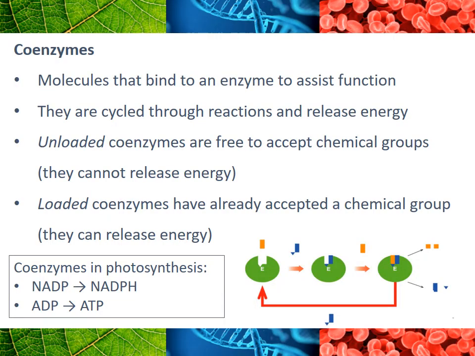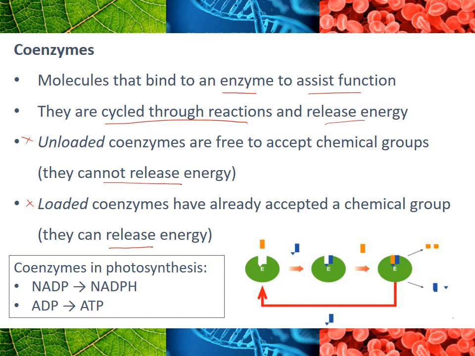Okay, we looked at coenzymes at the end of the last topic, but it's important to recap that here because they play a really important role in photosynthesis. So coenzymes are molecules that bind to an enzyme to assist that enzyme's function. They get cycled through reactions, and that's where these terms here come from, and they release energy. That's their main job, to release energy for reactions that occur within cells. An unloaded coenzyme is a coenzyme that hasn't picked up a chemical group, so it is not able to release energy. It's almost like an uncharged battery. Whereas a loaded coenzyme has picked up or accepted a chemical group, and when it offloads that, it will release energy.